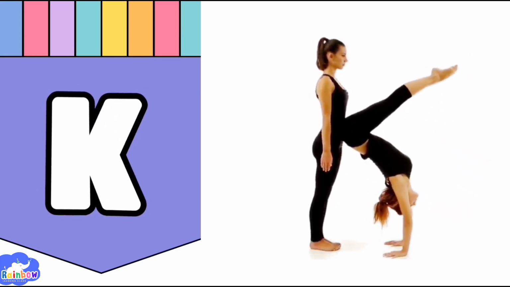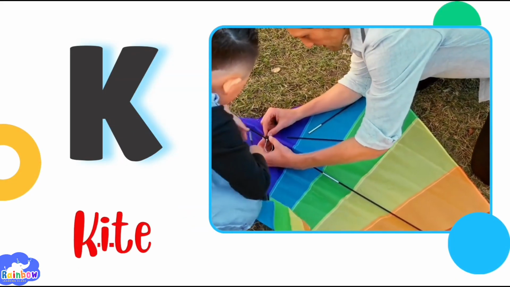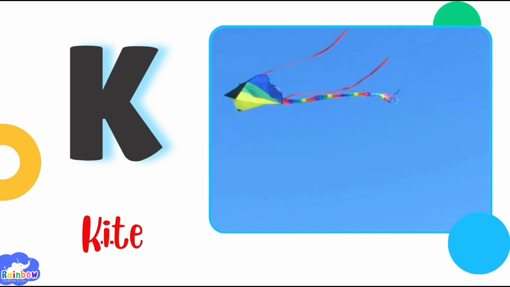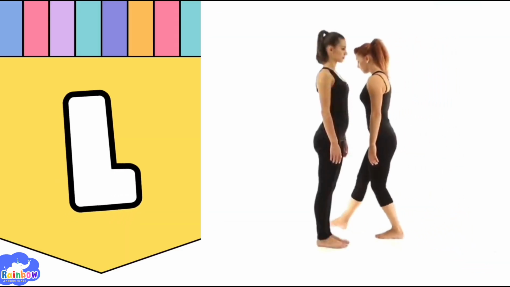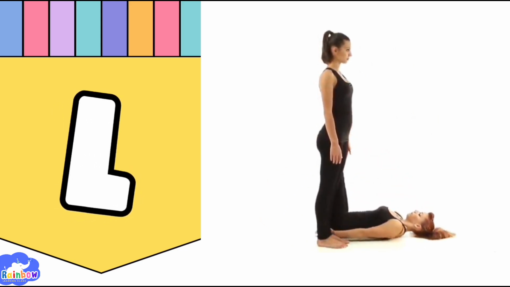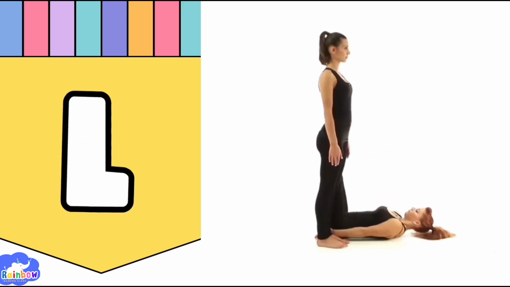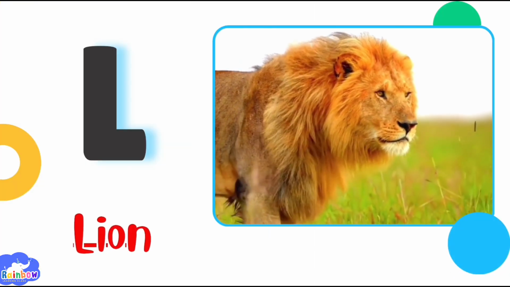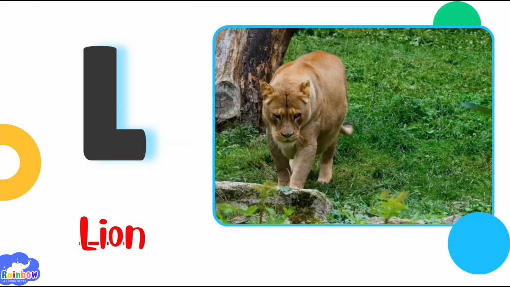K. K. K is for kite. Kite. L. L. L is for lion. Lion.